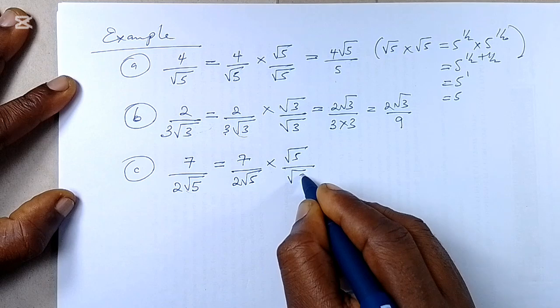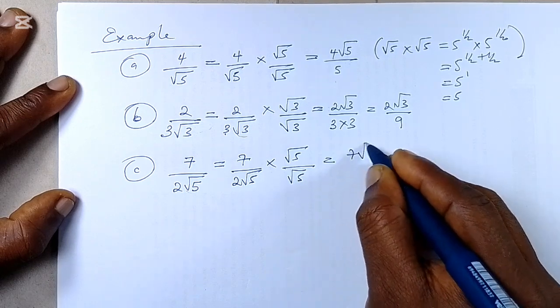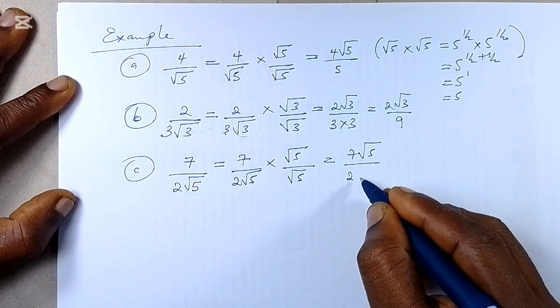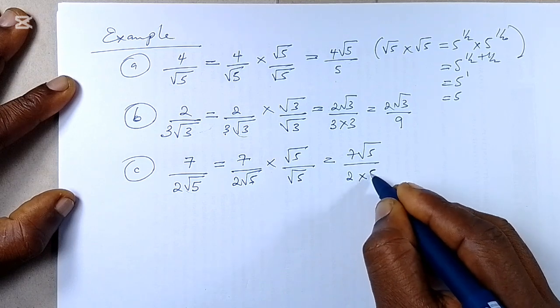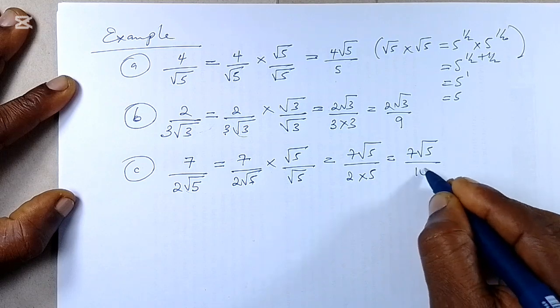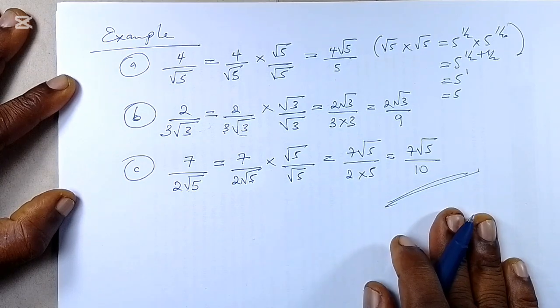And I'll use that to multiply the numerator and denominator, and that will give me 7 root 5 all over 2 times root 5 times root 5, which is root 5 times root 5 will give you 5. So your problem reduces to 7 root 5 all over 2 times 5, which is 10. And this solves this kind of problem.